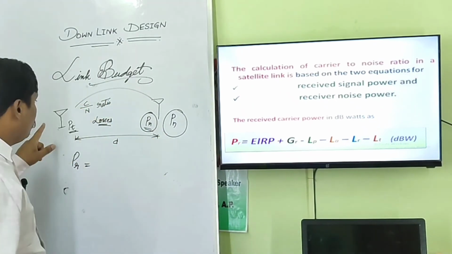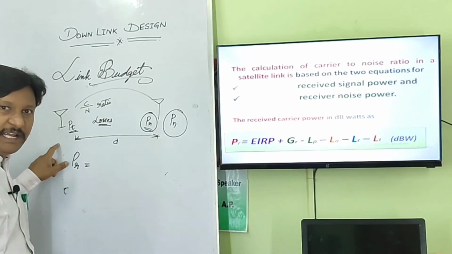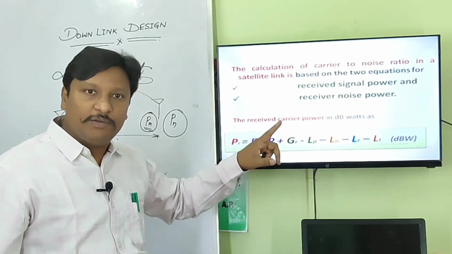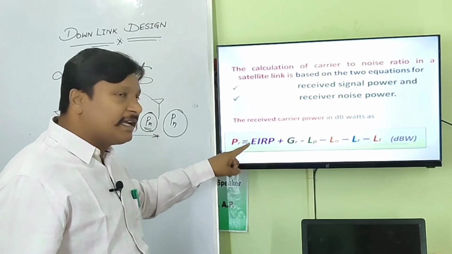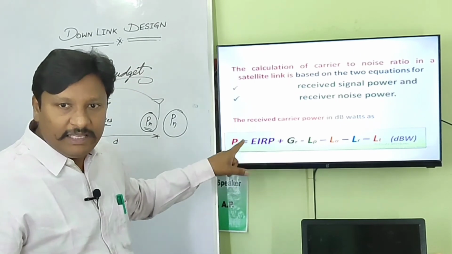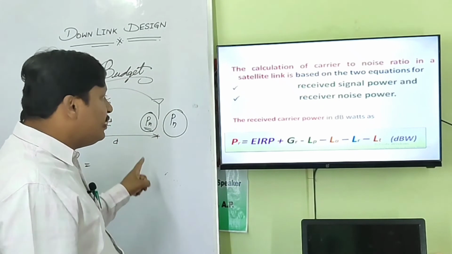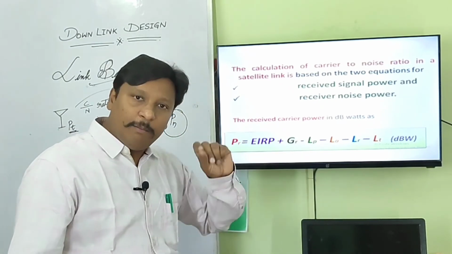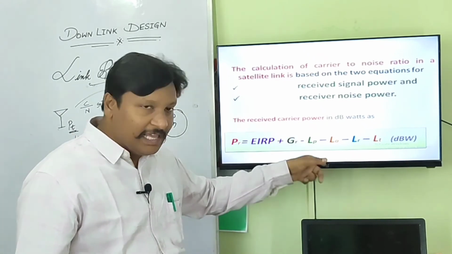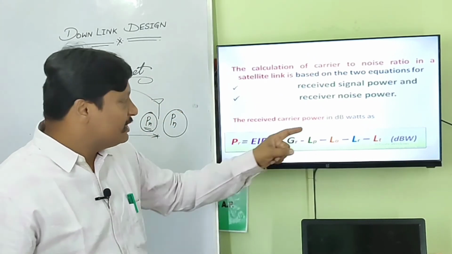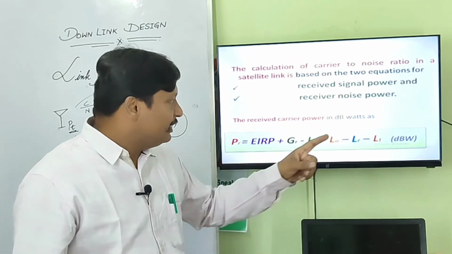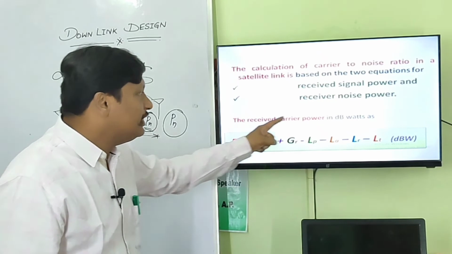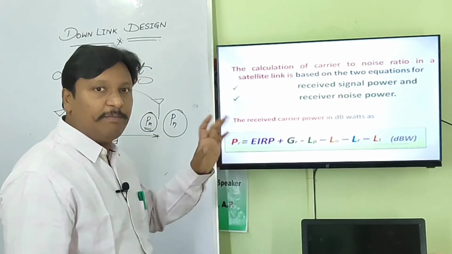PR is the total amount of power transmitted from the transmitting antenna and its gain. Therefore, the product of the two is called EIRP, the effective isotropic radiated power. So PR is equal to EIRP plus the gain of the receiver minus the path losses, LP, minus the attenuation losses, LA, the receiver losses, LR, as well as the last one, LT, temperature losses also. So all these will contribute to the received power PR.